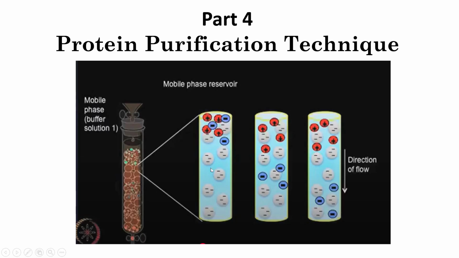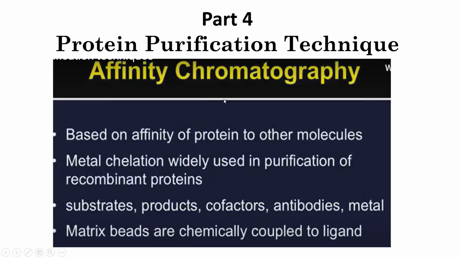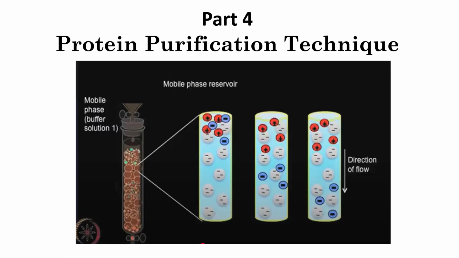For example, if the beads are negatively charged, the negatively charged proteins will elute out first as there is no interaction between them. The positively charged protein will have some interaction with these beads because opposites attract, and because of that, those are eluted later. That's about ion exchange chromatography.